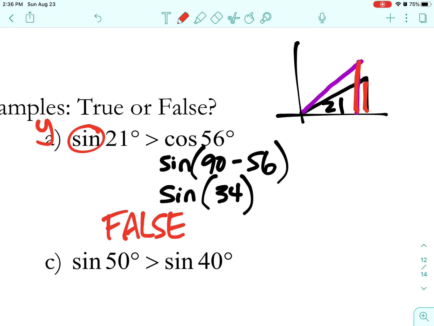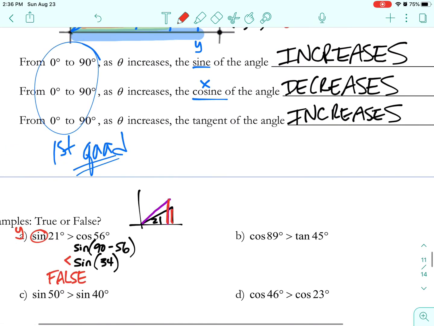The sine of 34 is actually greater than the sine of 21. So therefore, the little alligator mouth needs to be eating the bigger piece. So try and write them as the same trig function and then use these things up here that we just talked about. All right, let's do another one.